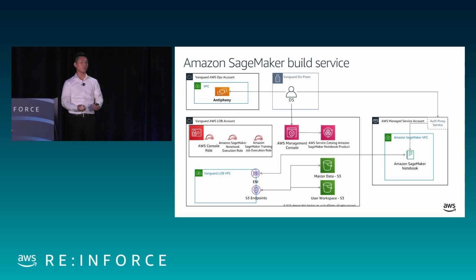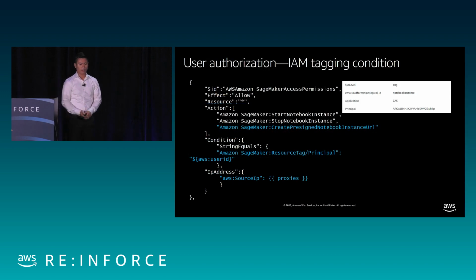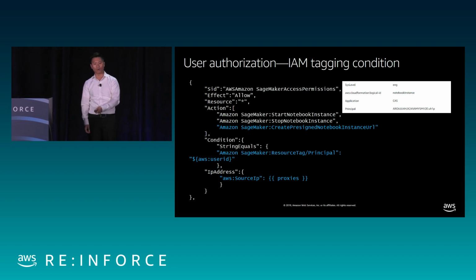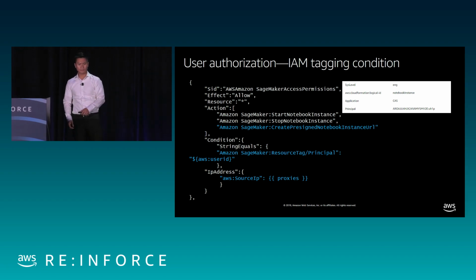So now the user is able to authenticate themselves to create the notebook. The next step is authorizations. By default, when the user tries to log into the notebook, SageMaker authorizes the user based on the IAM role, with specific SageMaker permissions such as create presigned notebook instance URL permissions. However, the authorization is at the IAM role level.